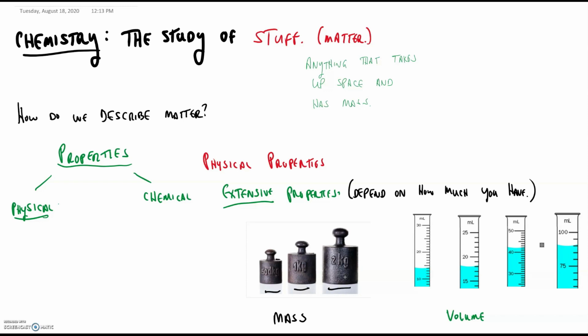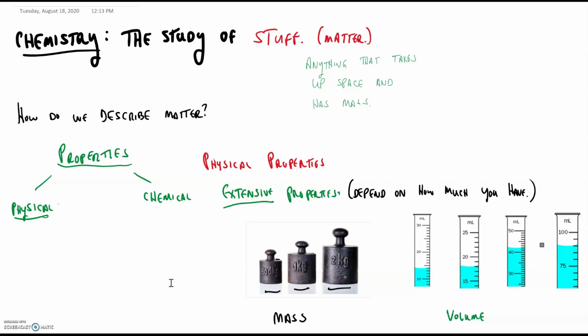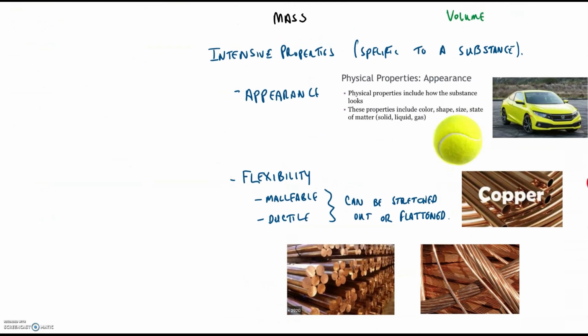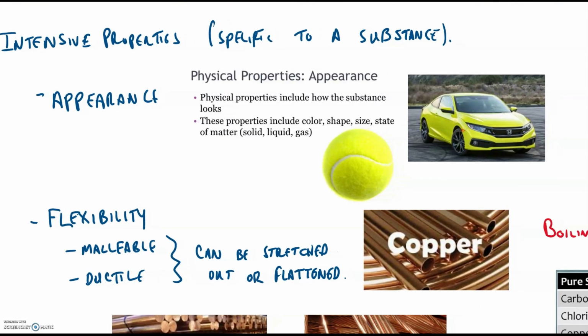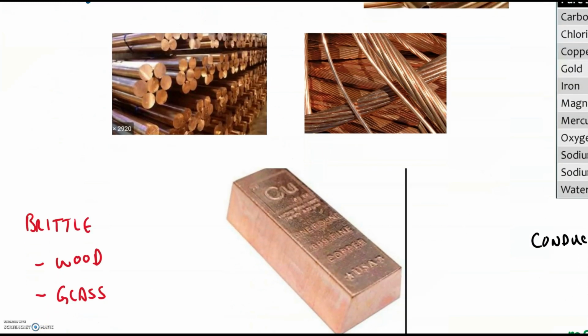So let's recap. We know that chemistry is the study of stuff, otherwise known as matter, which is anything that takes up space and has mass. And we're going to describe it using what we call properties. Physical being just how we describe it. Things like mass or volume, depending on how much of it that we had. Or intensive properties, such as appearance, like its color or its texture, its state of matter, its flexibility. Can it be stretched or flattened? Can it be turned into an ingot? Or is it brittle, like wood or glass?